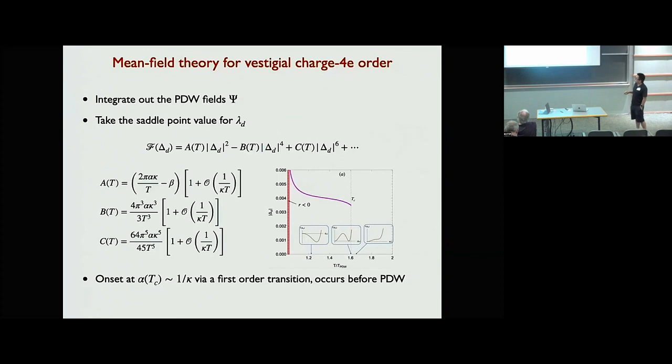Long story short, we found that this transition is first order, and it occurs above the pair density wave ordering temperature as a vestigial order.